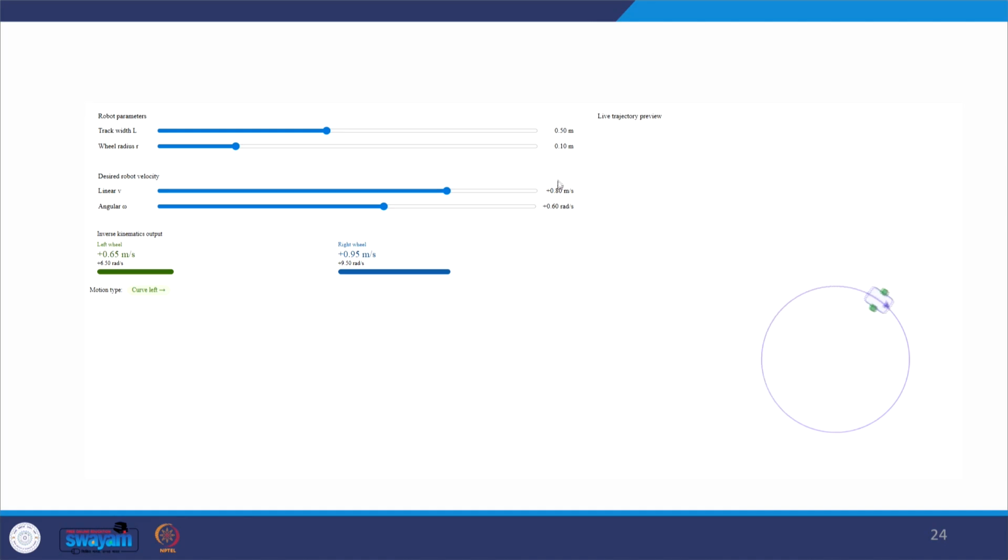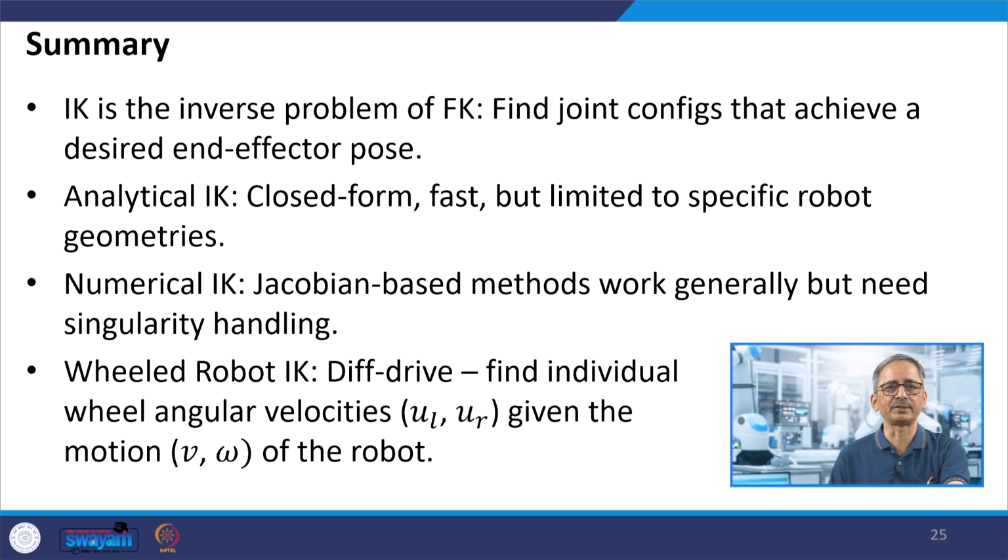This animation shows essentially the inverse kinematic solution for this wheeled robot. Here you see that we are given the linear and angular velocity of the robot, and for the given linear and angular velocity, we are getting the two wheel velocities, that is the left wheel velocity and the right wheel velocity. Here are the fixed parameters, that is the wheel radius and the distance between the wheels. By varying these parameters, as well as the velocities, our inverse kinematic solution changes.